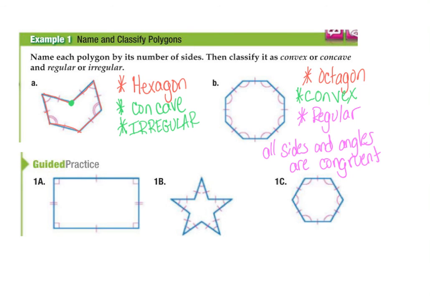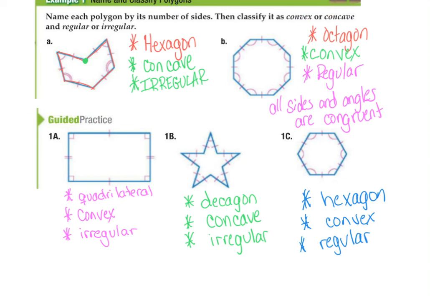Now you should pause the video, try and answer the same questions for guided practice 1A, 1B, and 1C, then press play to see if your answer was correct. Pause your video now. Verify your answers for each of the 3 polygons, and if you have any questions, please ask during a virtual meet.